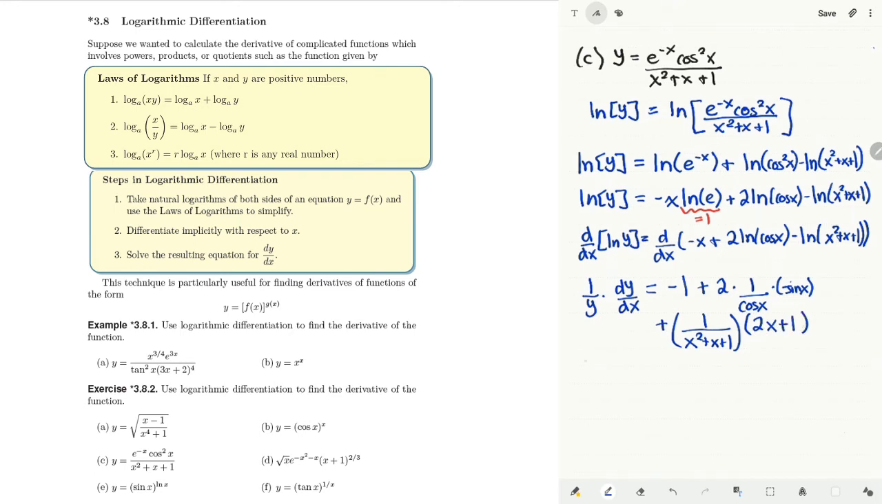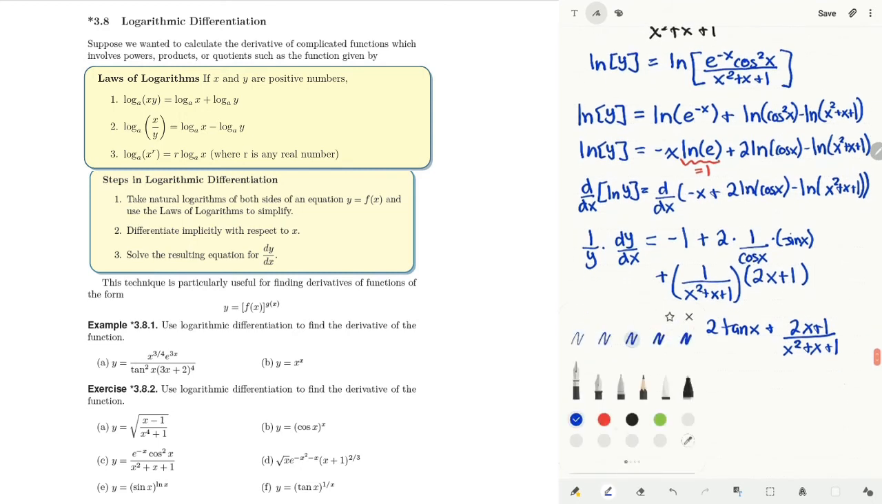So let's simplify the right-hand side. We have 1 over y dy over dx is equal to negative 1 minus 2 tangent of x minus 2x plus 1 all over x squared plus x plus 1. So then we'll solve for dy over dx. So we'll multiply both sides by y.